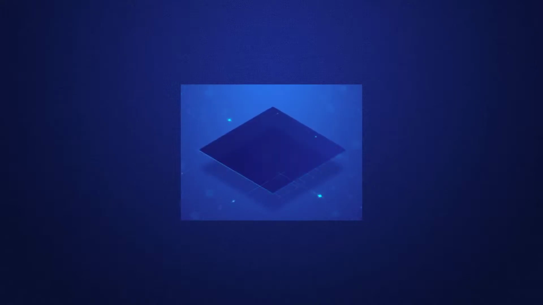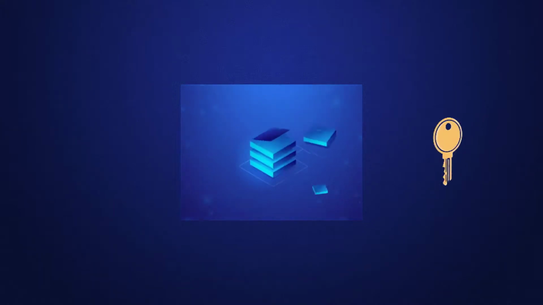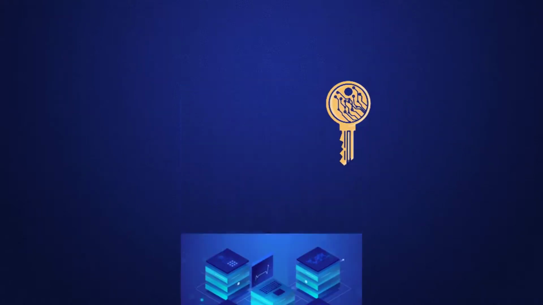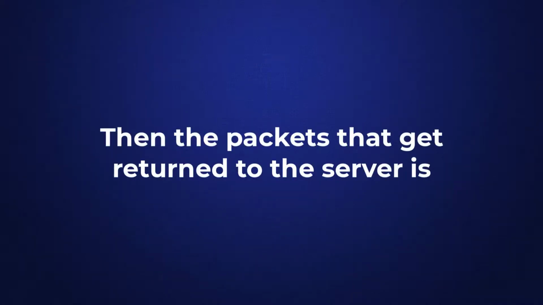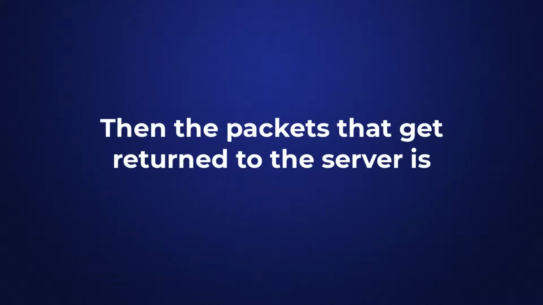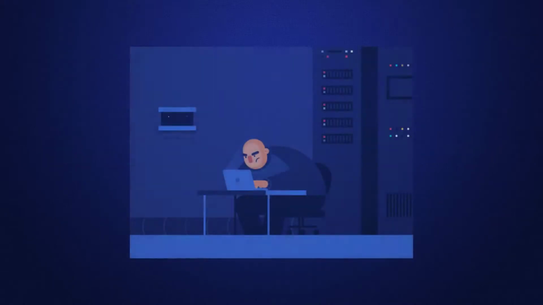Now, the server sends this data all the way to the client, and because the client has the private key, which is the pair to the public key that was used to encrypt the data, the client is able to decrypt that data, and then the packets that get returned to the server are in clear text what the server had encrypted.